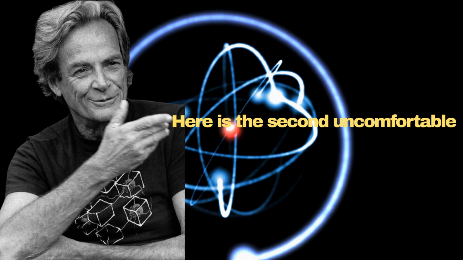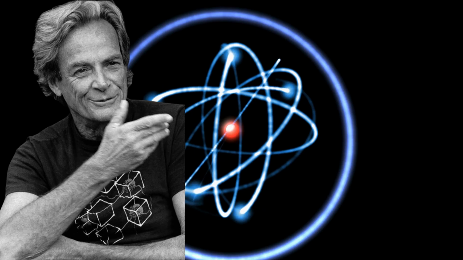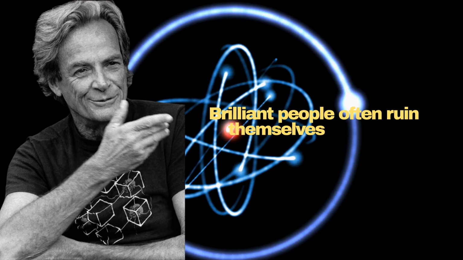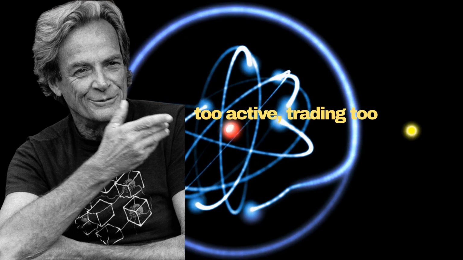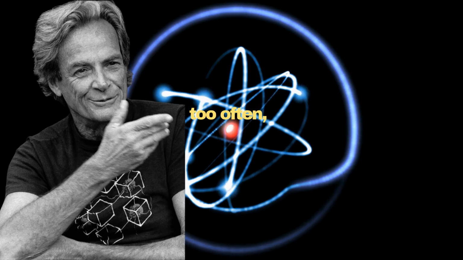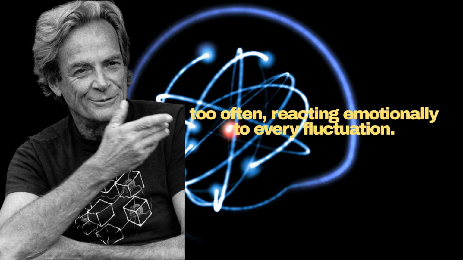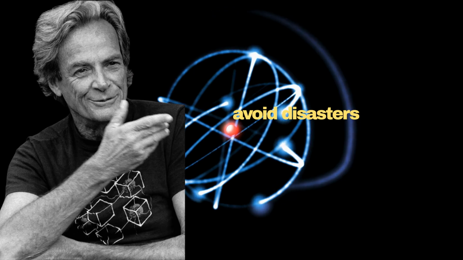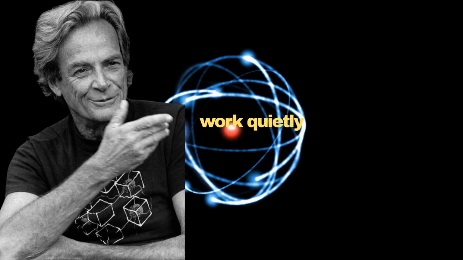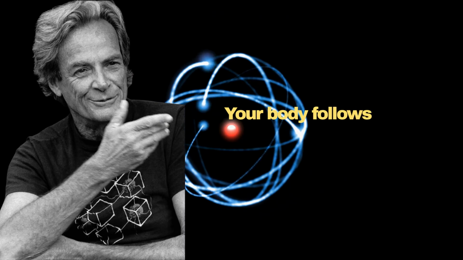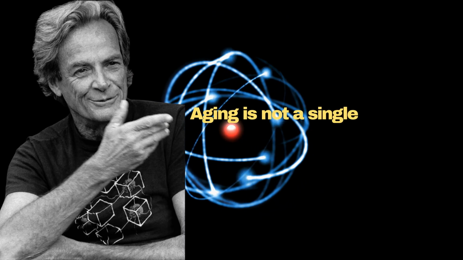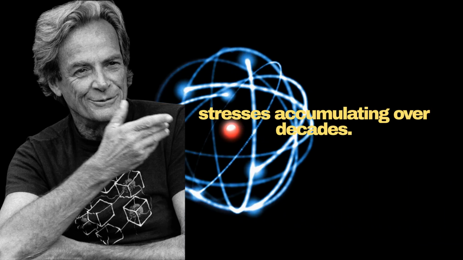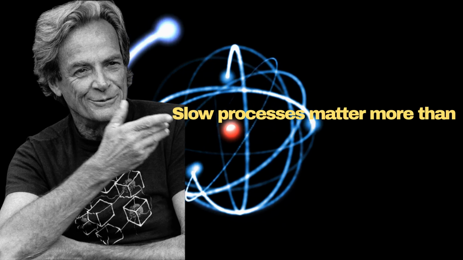Here is the second uncomfortable truth about investing in success. Patience almost always beats intelligence. Brilliant people often ruin themselves by being too active, trading too much, changing strategies too often, reacting emotionally to every fluctuation. Meanwhile, ordinary people who simply stay consistent, avoid disasters, and give time room to work quietly build far more. Your body follows the same logic. Aging is not a single dramatic failure. It is 1,000 tiny stresses accumulating over decades. Slow processes matter more than dramatic moments.